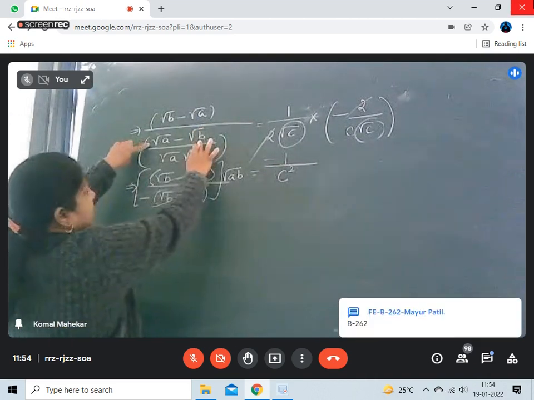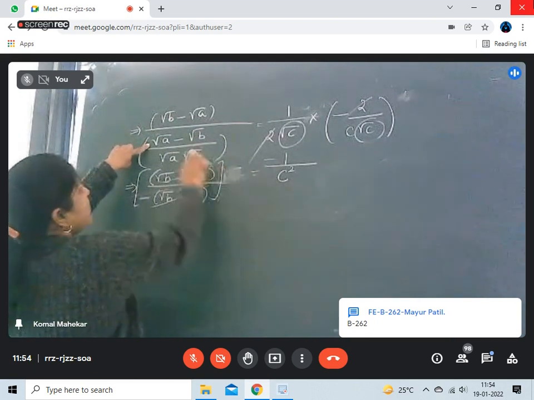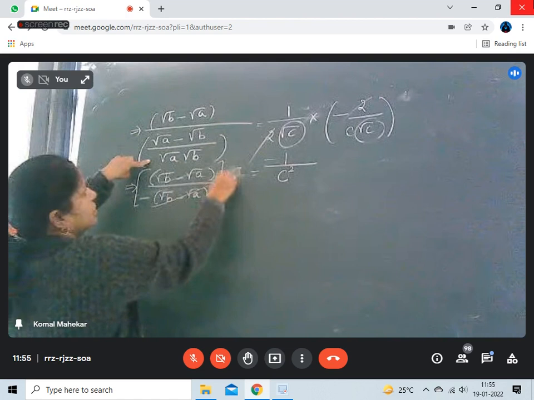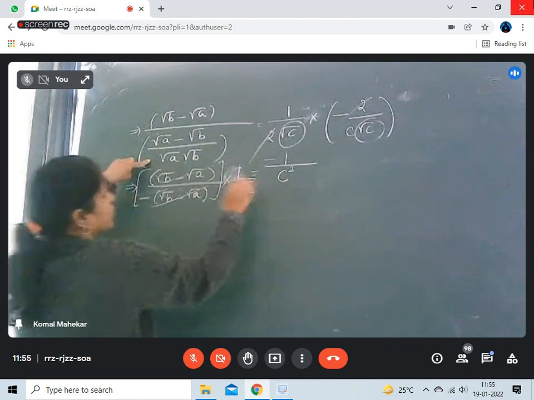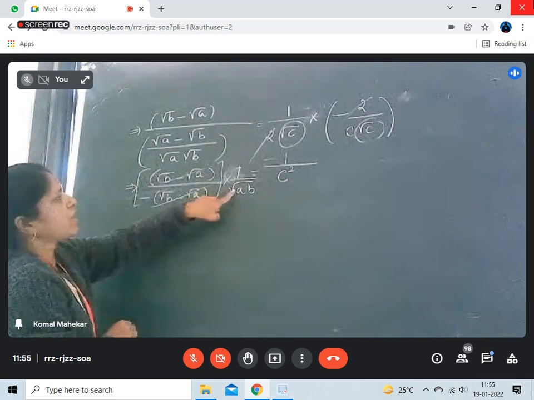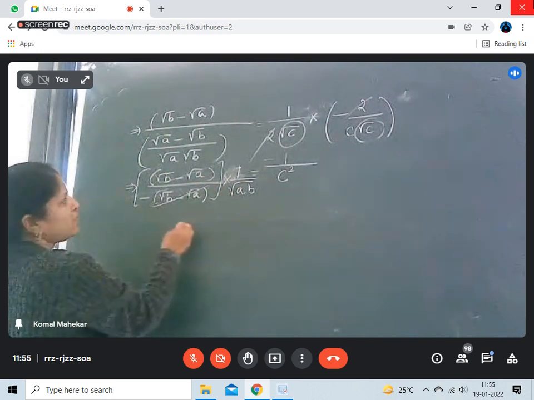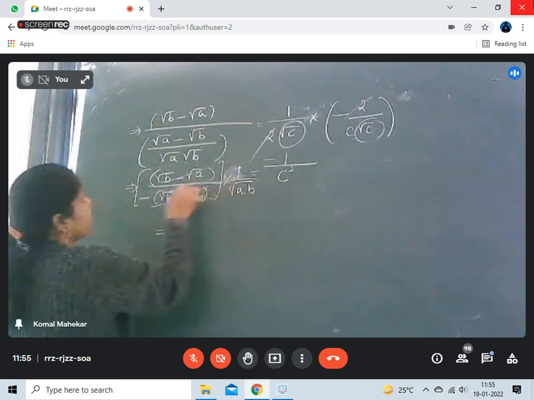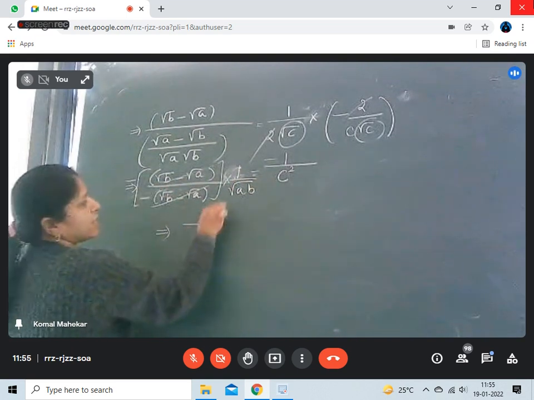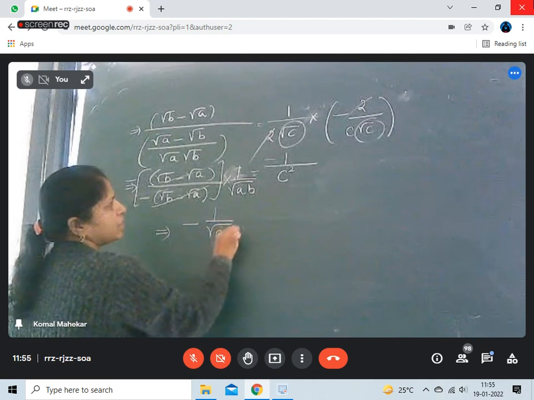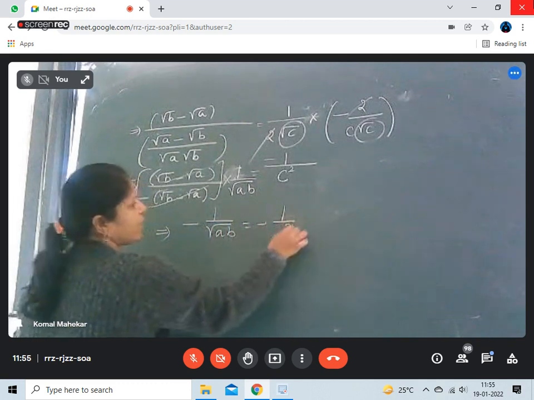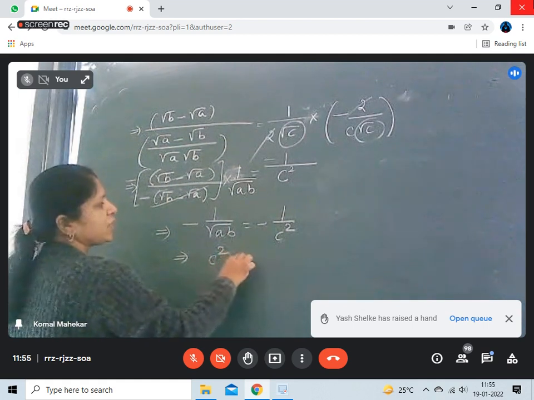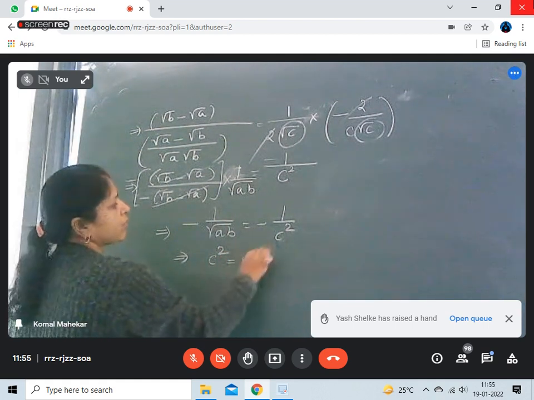This one term gets cancelled with this and divided by 1 upon this. So this is 1 upon root of AB. Not root of AB, this is 1 upon root AB. And if you simplify this, the term gets cancelled with each other by taking square root. This is minus sign, minus 1 upon root AB is equal to minus 1 upon C square. Now by cross multiplication, minus minus plus C square is equal to square root of AB.